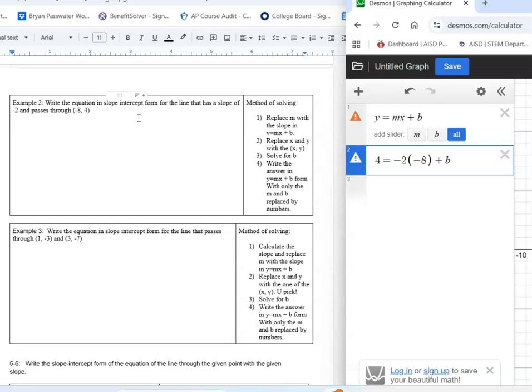Because if we had the slope and the y-intercept, we don't have to do any math. You just plug it into the formula and you're done. But instead, well, here we are. So 4 equals negative 2 times negative 8 is 16 plus b.